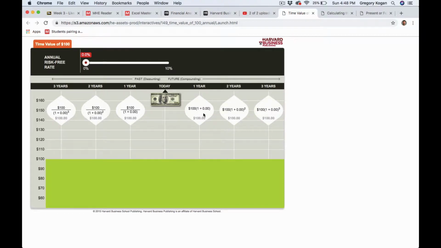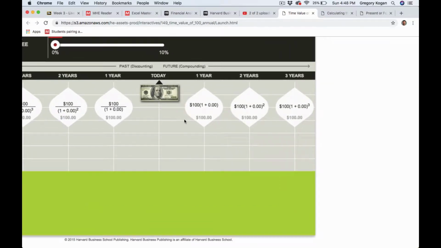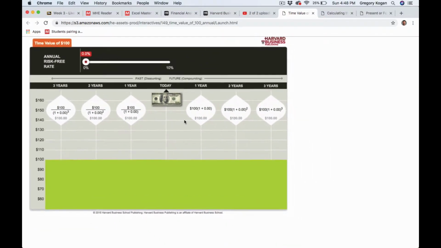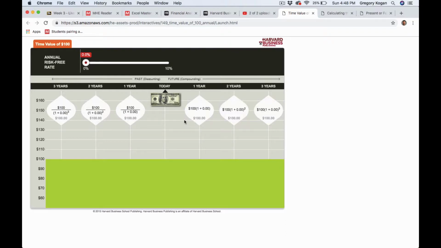Hi everyone. I wanted to go over the concept of the time value of money, and this is from the Harvard Business Publishing time value of money module.